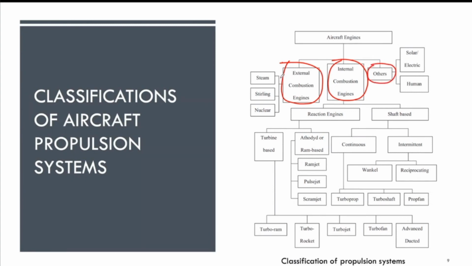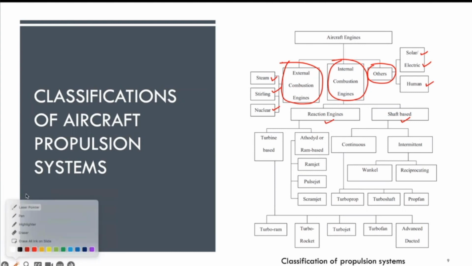So in external combustion engine, we will look into steam engine, Stirling engine, and nuclear engine, and then we will also look into the internal combustion engine, reaction engine, shaft base. We will go through all of this today, right? And finally, the aspect of solar, electric, and human. So this is the plan today, where we are going to go through all of this classification of aircraft propulsion system.